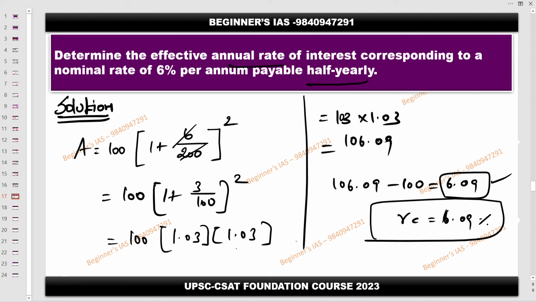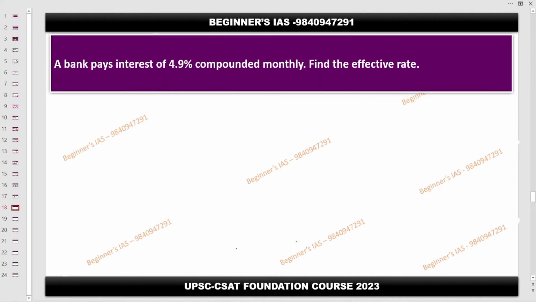Since we are calculating with respect to 100, but the question is dealing with monthly, then what will you do? The question we solved was dealing with half yearly. But if the question is dealing with monthly, listen: a bank pays interest of 4.9% compounded monthly. Then what will you do? Just tell me, simple logic. Monthly means what? 1 by 12. Yes, simple.